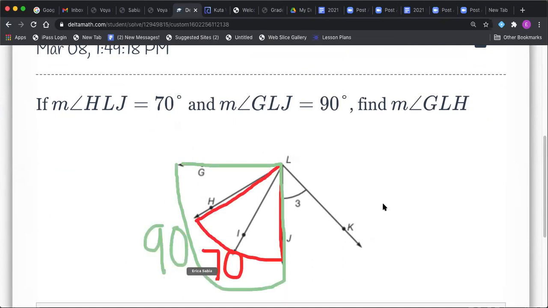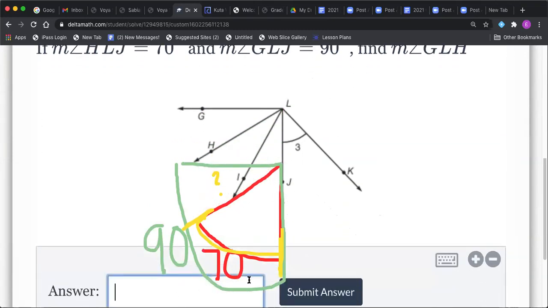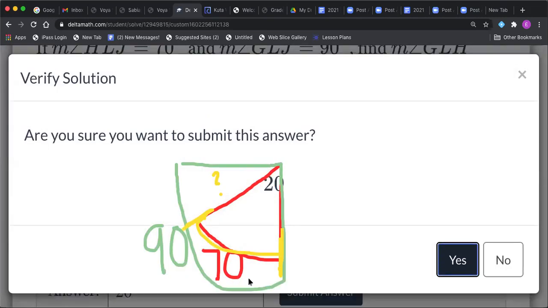And the question is, find GLH. So I'm trying to figure out, okay, well, what's just this little piece? So if the whole piece of the pie is 90 and this section is 70, that means that other little piece has got to be 20, right? I'm just going to do 90 minus 70 and I get my 20 there. Okay, so let me put a 20 in there.